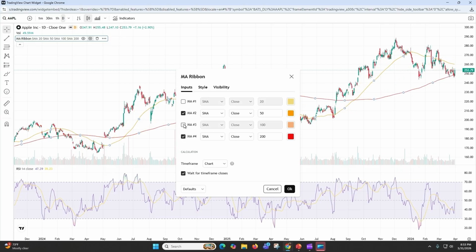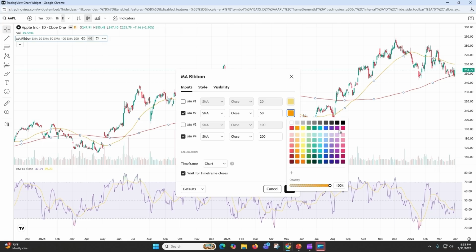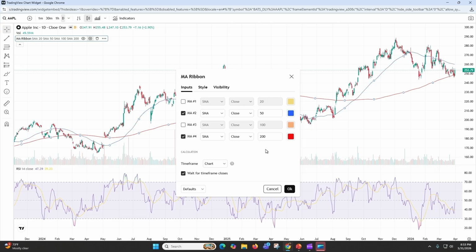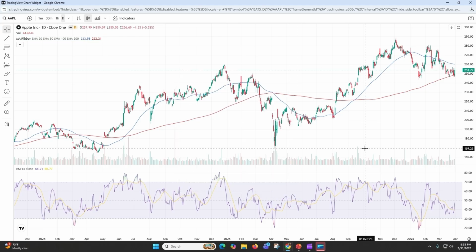Now I can go on this moving average ribbon and click on the settings tool, and I can select what I want. So for me, I'm a 200-day and a 50-day guy. And for some reason, I like to make this blue. Maybe it's because I'm a Cubs fan. I don't know. But I like to make that 50-day moving average blue.